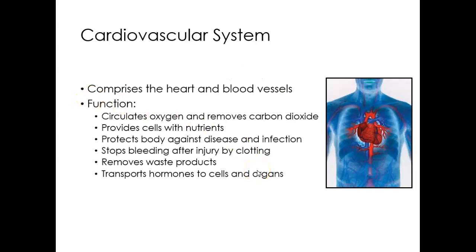So the system is comprised of the heart and the connected blood vessels. There are many functions of the system, such as circulating oxygen, but also removing carbon dioxide. It provides cells with nutrients and protects the body against disease and infection. The system also initiates clotting when an injury has occurred. It removes waste and transports hormones or drugs or chemicals to various target organs throughout the body. So it does all sorts of stuff.